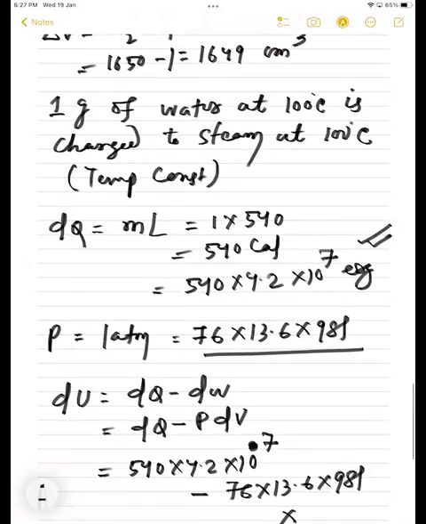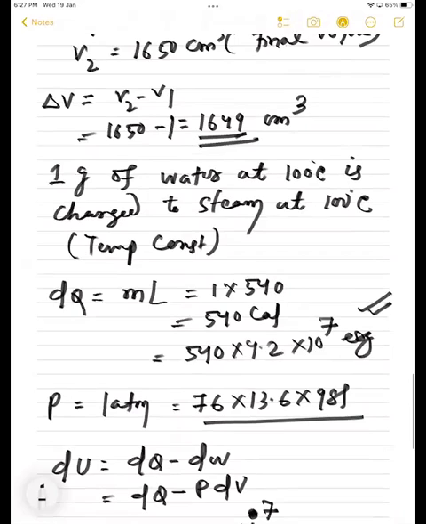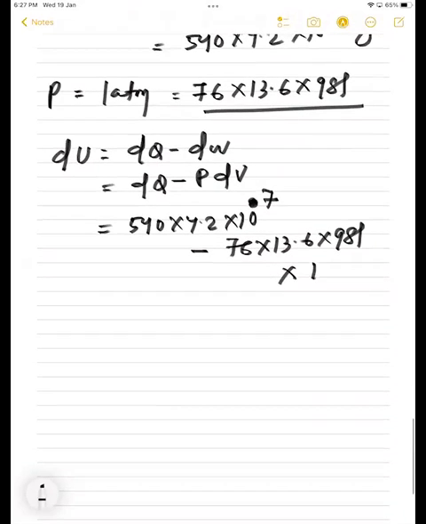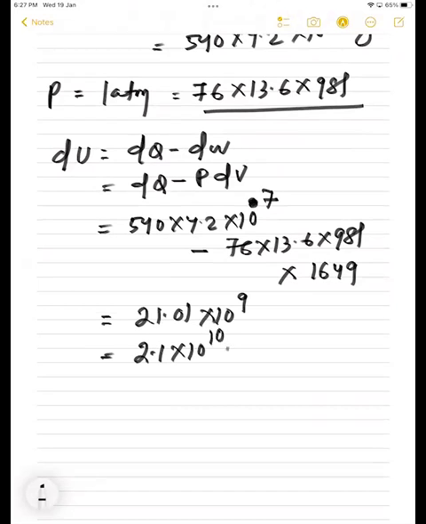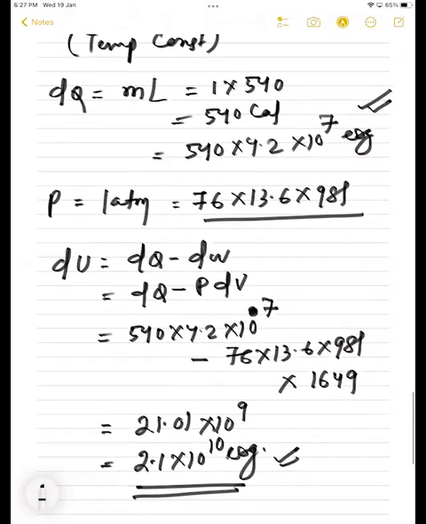Delta V how much we got here? Change in volume 1649, right? So this is the question, then you can get it here. So that is 21.01 into 10 to the power 9. That is 2.1 into 10 to the power 10 erg. So this is the change in internal energy. Just see this one, students.